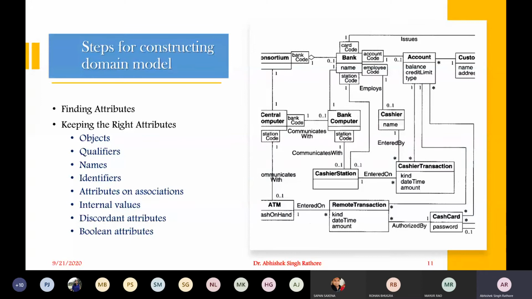Then we have some names. These names are often better modeled as a qualifier rather than an attribute. So again, when we have names, these names are considered as a qualifier, so we can remove these names as well from our model, because we are considering only the right attributes.